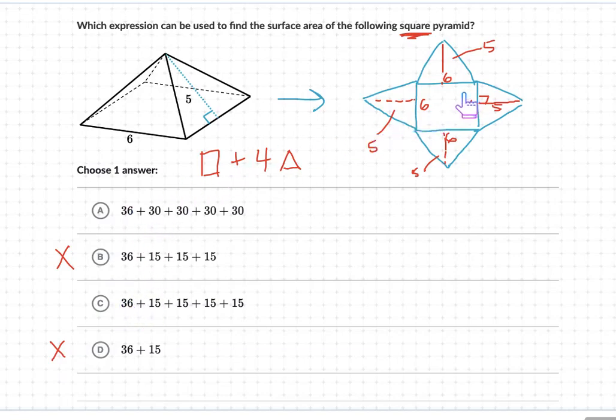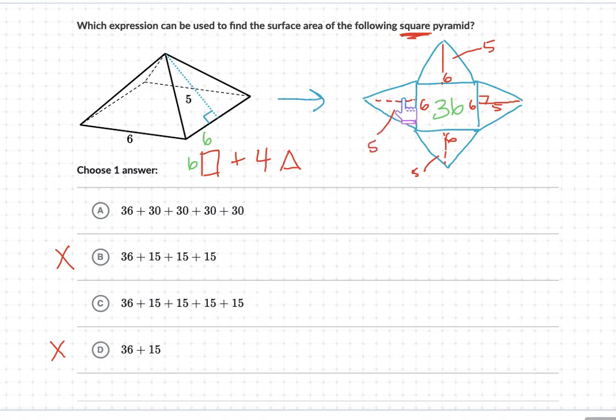I know I have 5 pieces to my net. I have 1, 2, 3, 4, 5. Okay. I have my square, which is 6 by 6. 6 times 6 is 36. So that 36 in there is my square's area. So far, A and C both have 36 in there. So that's good, but that doesn't eliminate anything.